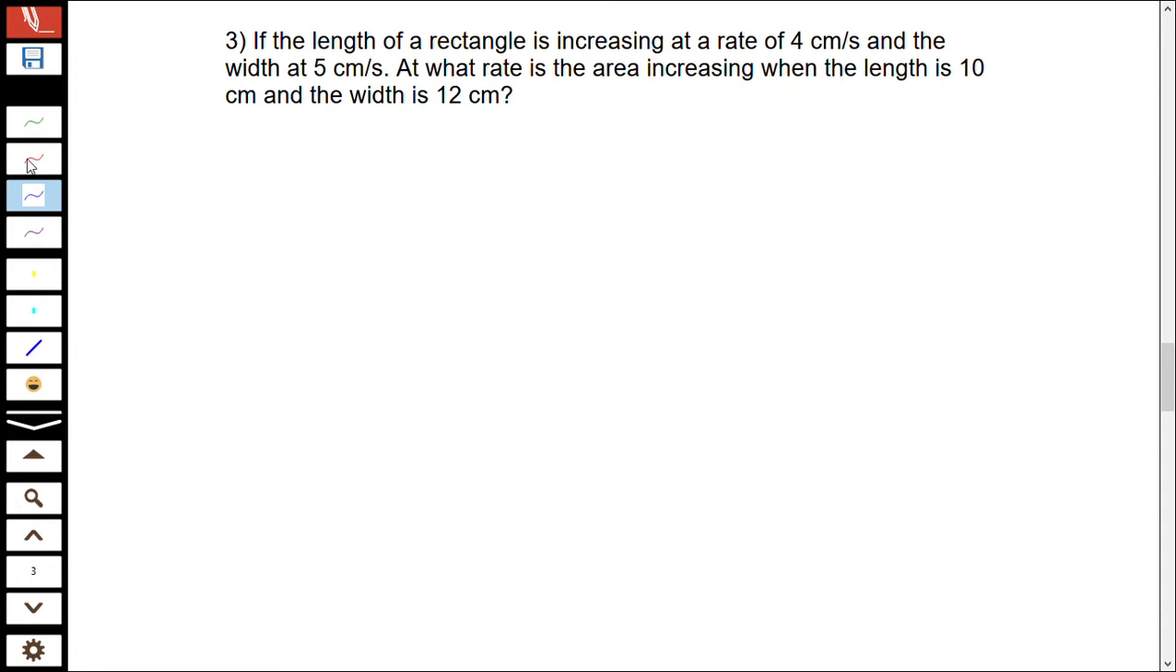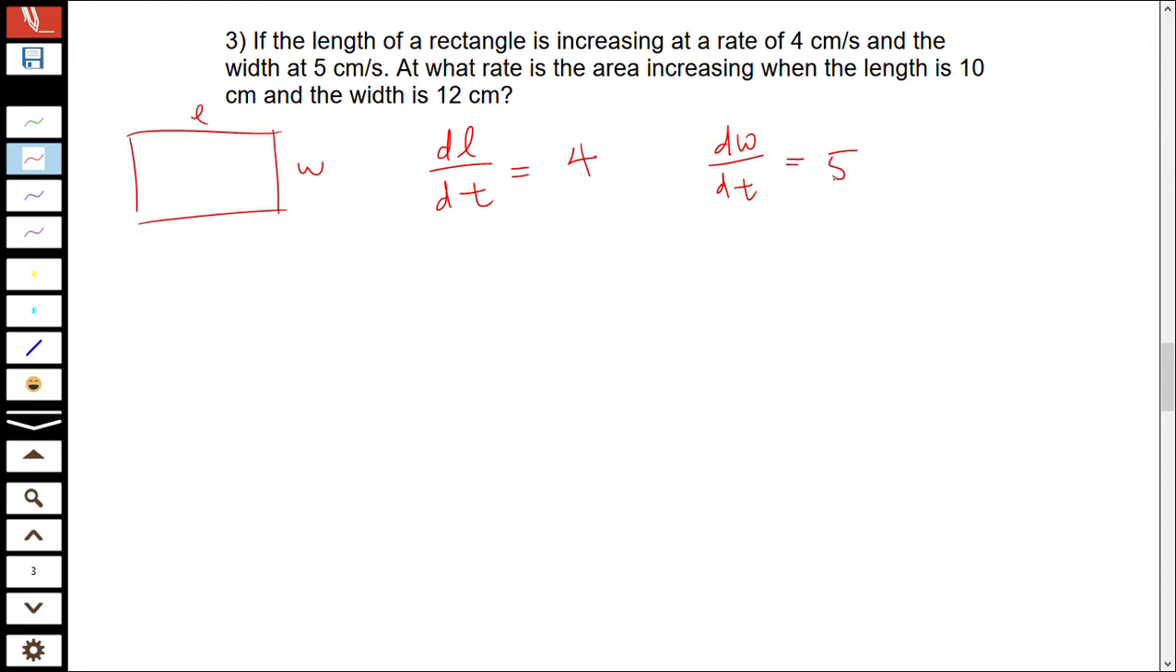Okay, so first let's draw a little visual so we know what's going on. So we have the length and we have the width. And let's take our given information and let's put that in a mathematical equation. So they said the length is increasing at a rate of 4 centimeters per second. So that means my L is going to be increasing every second, so per time. It's going to be positive 4. And my width is going to be changing at 5 meters per second.